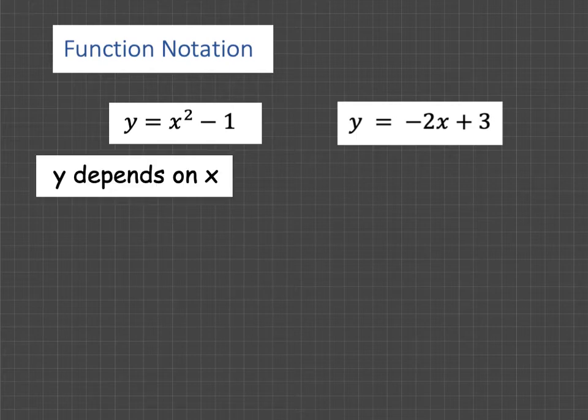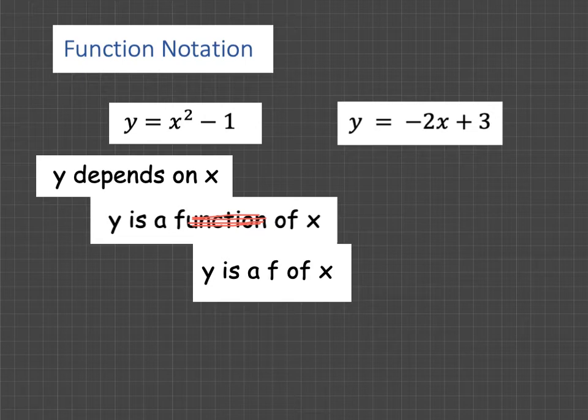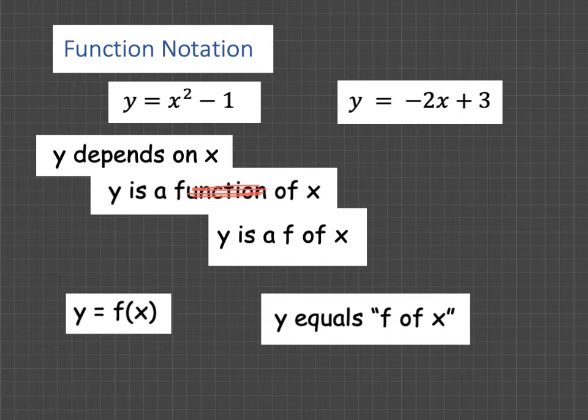One thing we learned about equations in two variables is that y is the dependent variable and x is the independent variable. So we can say that y depends on x, and another way to say that is that y is a function of x. Now, we like to abbreviate things, don't we? We want to write things as short as possible, so we're going to take everything away from this word function except for that first letter f, and then we can say y is f of x. Now we can shorten that even further by writing y equals f of x.